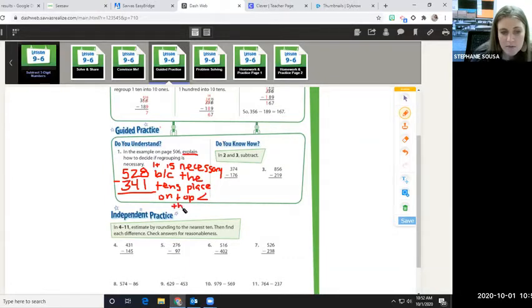And notice I didn't run out of room and say, oh, Miss Sousa, I ran out of room. I guess I can't do my work. I just went ahead and finished my work outside of the space that they gave me in that box. And that's okay.